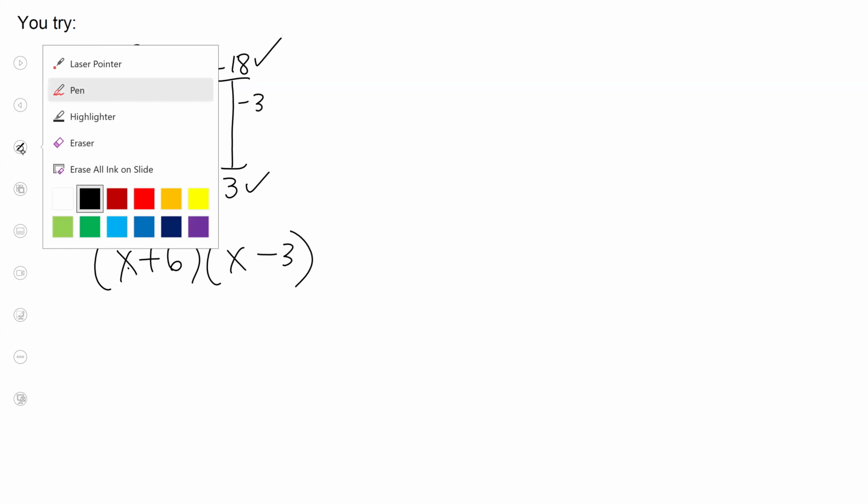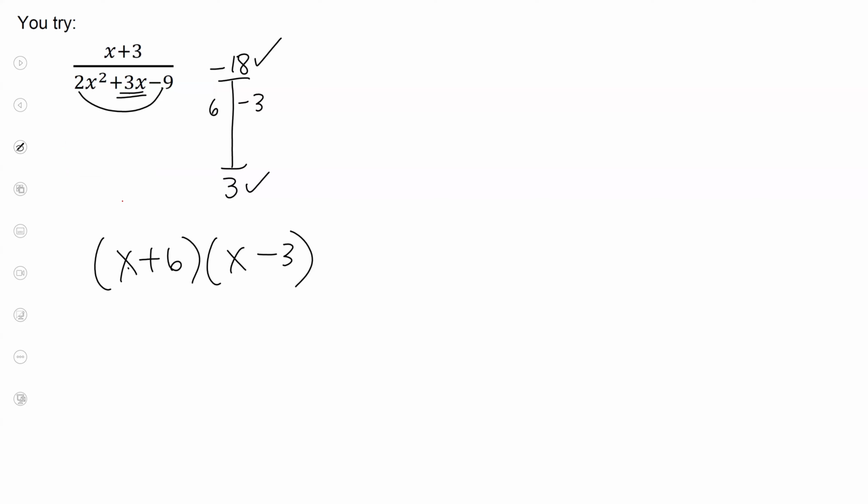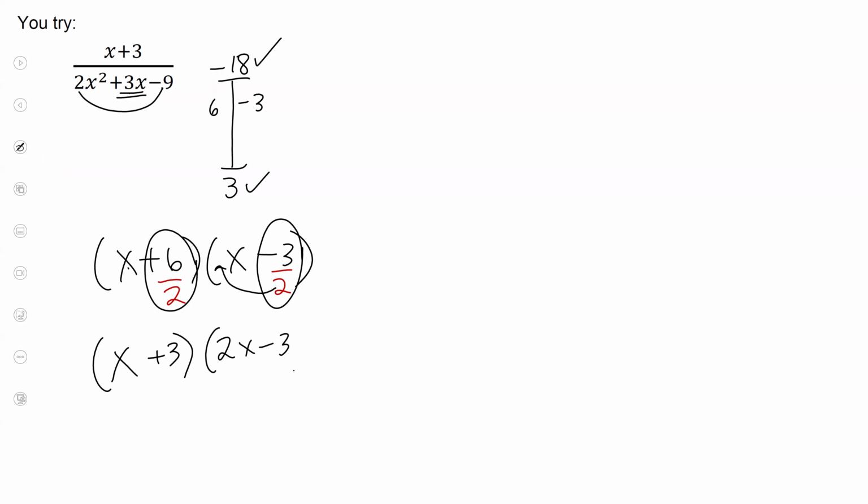We are not done factoring. What should I be doing next? Yes, good. Divide by 2. So guys, let's simplify this. What is 6 divided by 2? 3. That's the first factor. This is already simplified. So bring the 2 to the front. This will be 2x minus 3. Now we're factored. So I'm going to write what I have. X plus 3 is still the same in the numerator, but we rewrote the denominator into these factors. So I'm going to put that here.